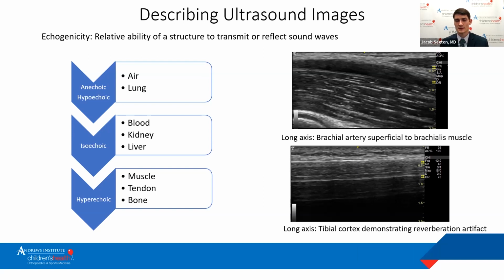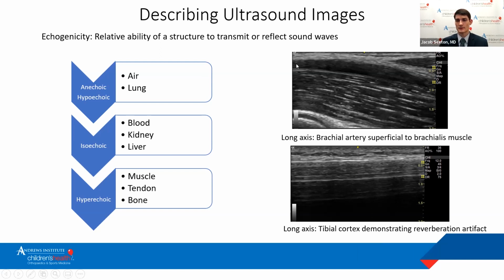So when we're talking about this, anechoic typically means black on the ultrasound image, and hypoechoic is a dark black, light gray type of color. Then you move to isoechoic, so more of a gray type structure. And then you move ultimately to hyperechoic, where it turns bright white on the image. And the top image does a great job of describing all of those in a structure.